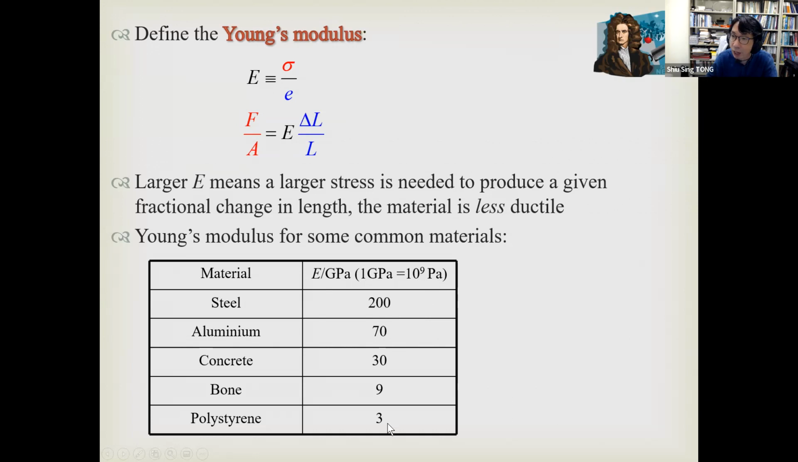If you compare with other materials like concrete and bone, you will find that steel is already very ductile compared with these materials. Concrete, for example, is not a ductile material. If you stretch it under stress, the concrete may break. But steel is more ductile and not easily breakable.